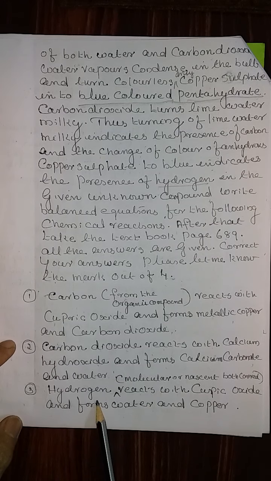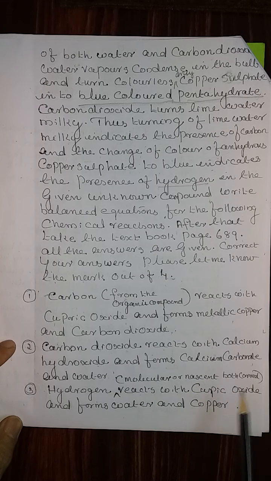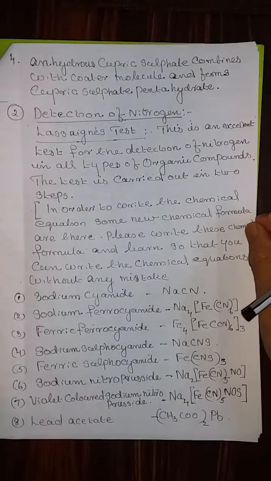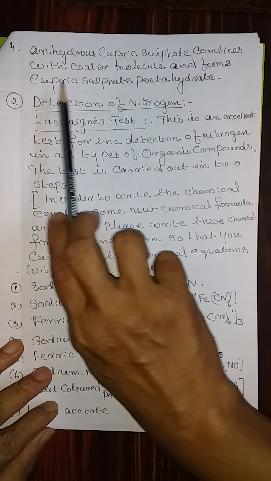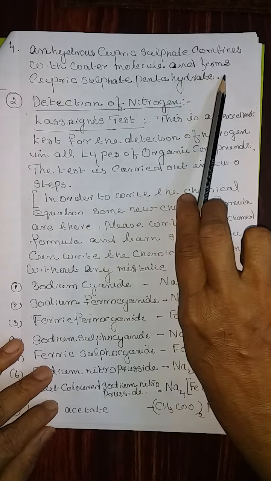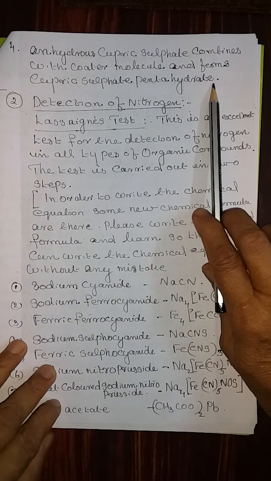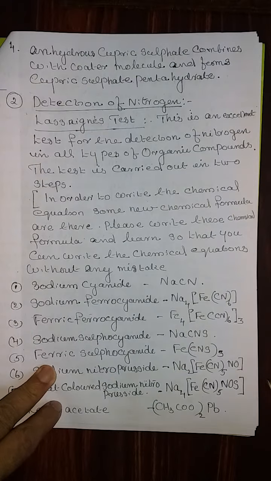3. Hydrogen, whether it is molecular hydrogen or nascent hydrogen in the equation, both are correct. Hydrogen reacts with cupric oxide and forms water and copper. 4. Anhydrous cupric sulfate combines with water molecules and forms cupric sulfate pentahydrate. Write the equation, balance all the 4 equations, and correct the answers.